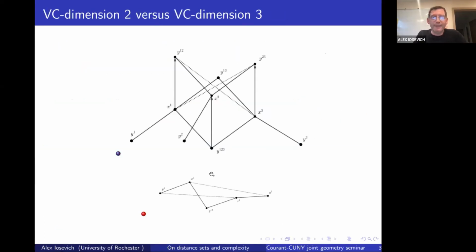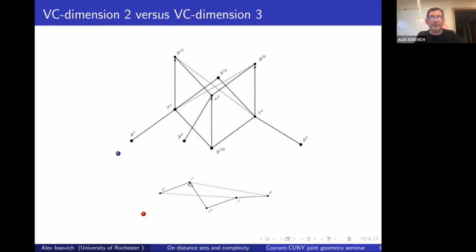Okay, and here let me just put these two pictures next to one another. The first picture you've already seen. This is the configuration that one needs to be able to build in order to prove that the VC dimension is 3. And this is a nasty configuration, I think that's a fair assessment. In order to prove that the VC dimension is 2, it is enough to build this second configuration, right? So we're trying to shatter x1 and x2. So y12 is the fixed distance from both of these.